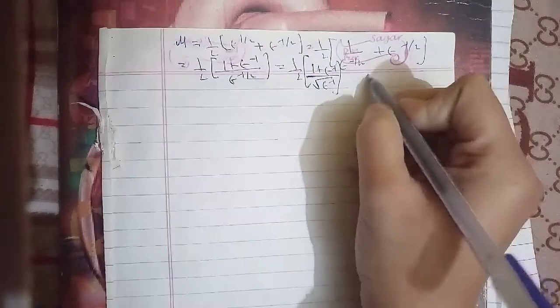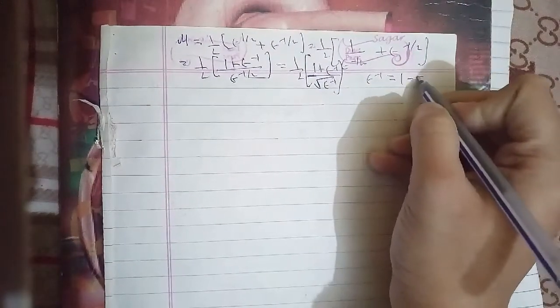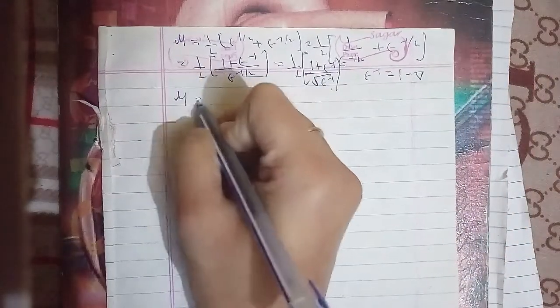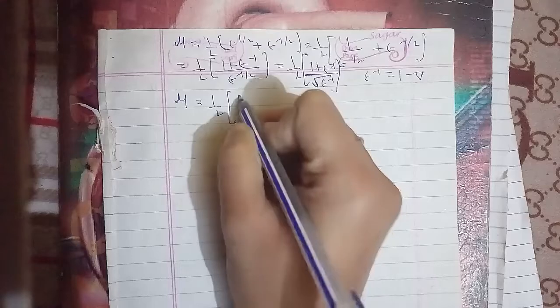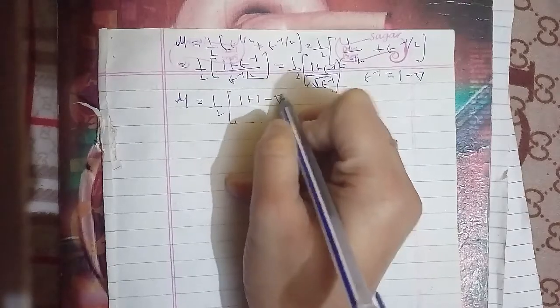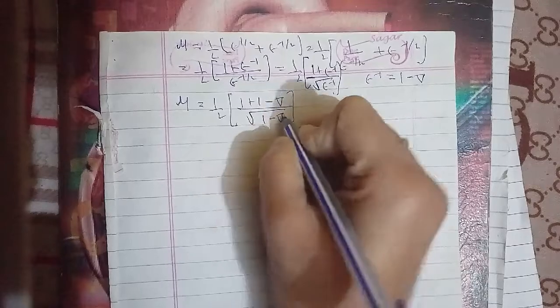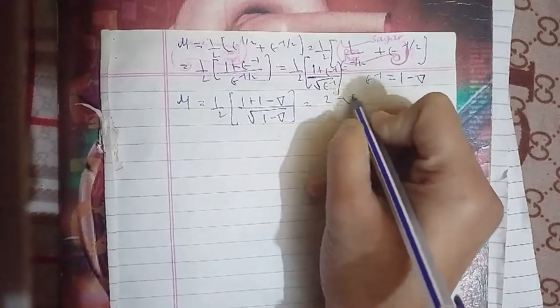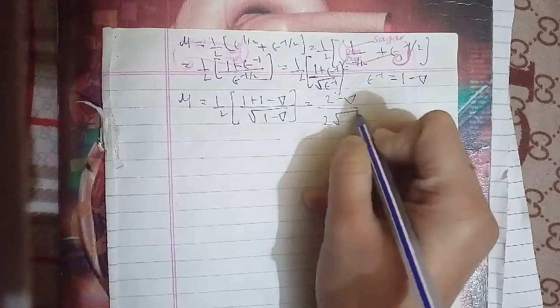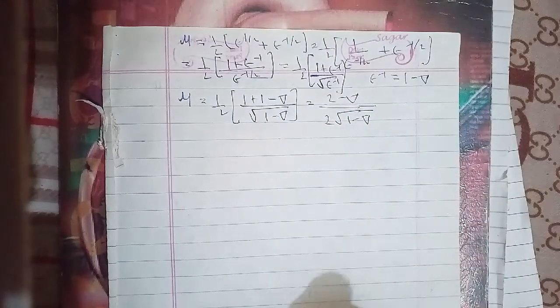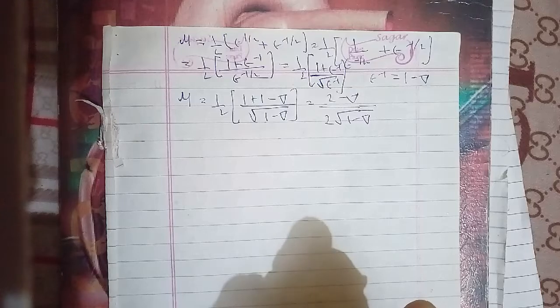From this equation, e inverse equals 1 minus backward, and hence mu equals 1 by 2 (1 plus 1 minus backward) upon under root (1 minus backward), equals (2 minus backward) upon 2 under root (1 minus backward). So both the relations are proved.